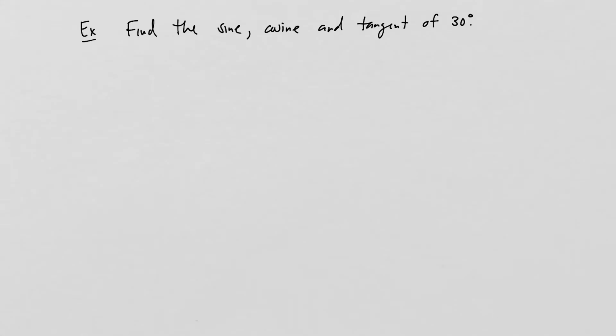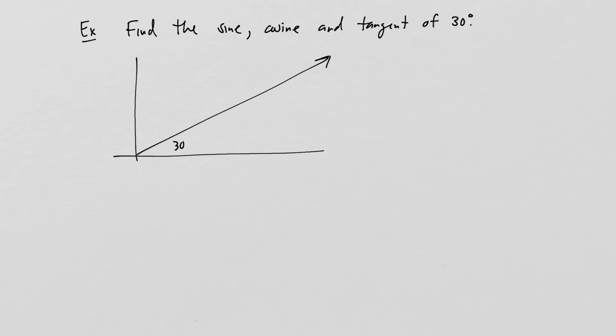In our second example, we want to find the sine, cosine, and tangent of 30 degrees. So this time I'm giving you the degree measure of the angle, but I did not give you the point on the terminal side of the angle. So we need to figure that out first. So the first thing I'm going to do is graph my angle in standard position. So 30 degrees looks something like this.